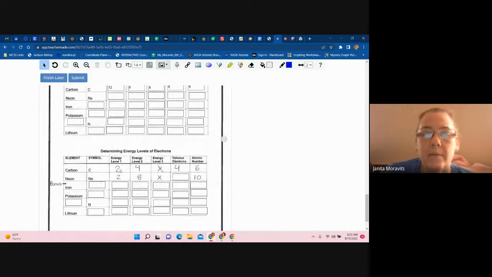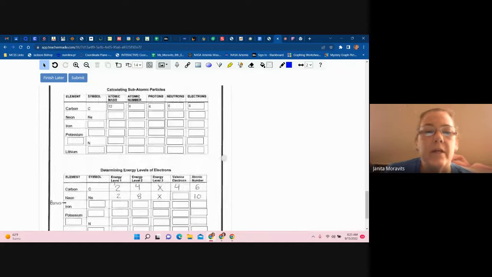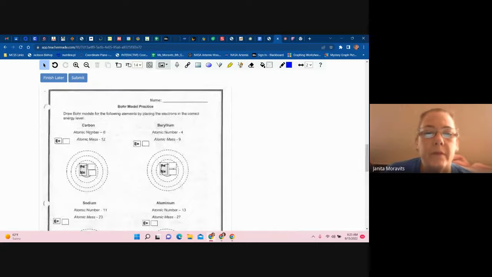Carbon, it says, how many energy levels does carbon have? All right, energy level 1, energy level 2, energy level 3. So let's go back and look at carbon. It's got 6, so it's going to have 6 electrons. So you would have 2 in this shell, and then you would have 4 in the second shell, and you wouldn't have any in the third. So we'd have 2, then 4. Remember, we can only have 2 in the first shell, and then we can have up to 8 in the second. So we have 2, then 4.